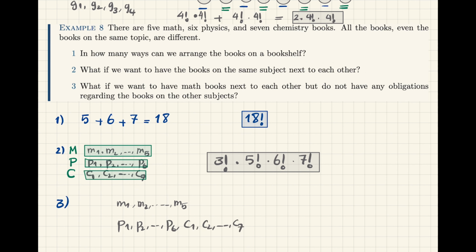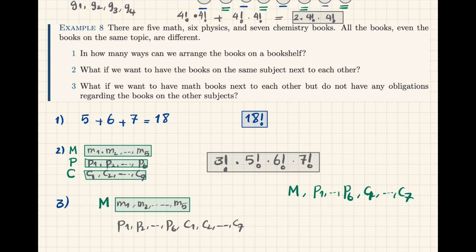What you have to do is put the math books inside a box, but you don't need to put any of the others inside any box. So you put them inside the box, and let me call it capital M. Then how many objects do you see? I see a capital M, I see P1 up to P6, and I see C1 up to C7.